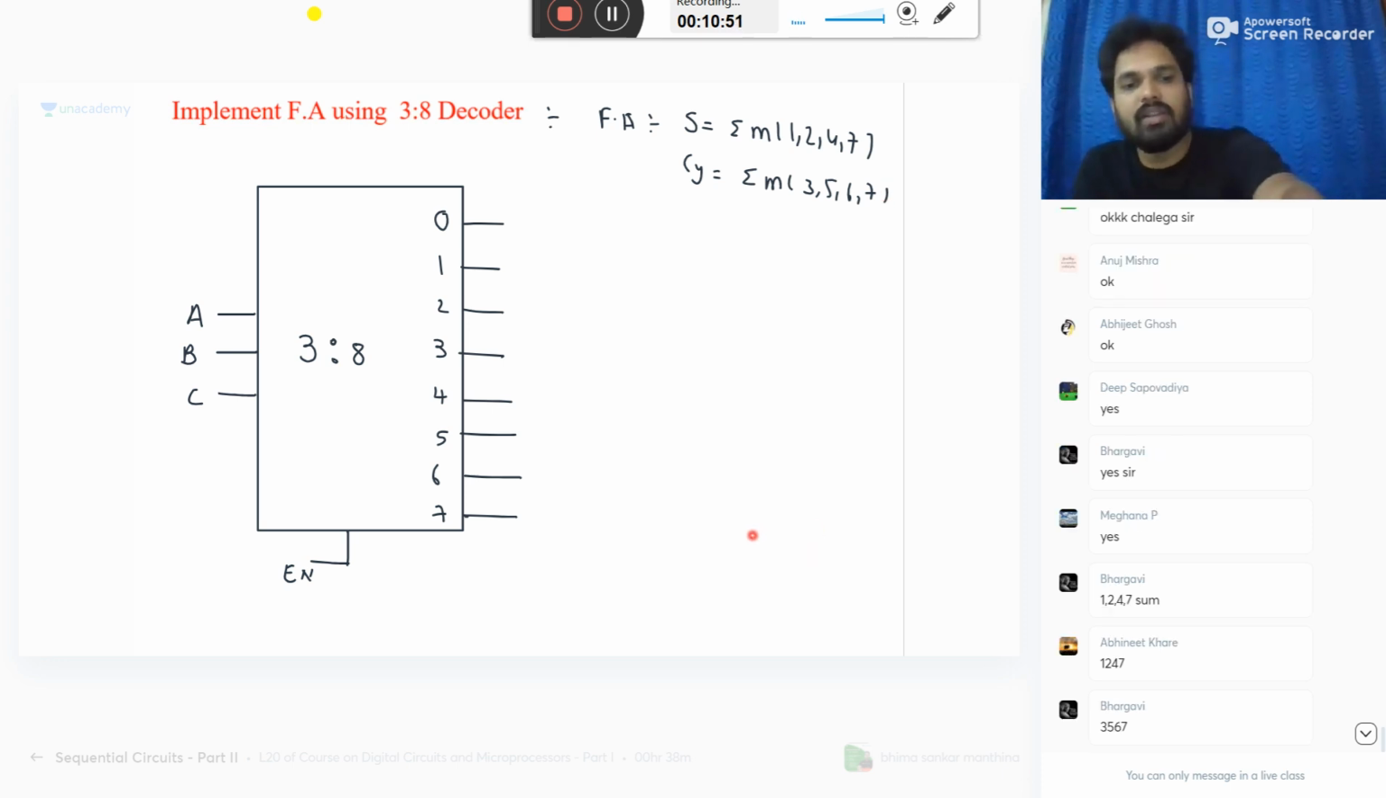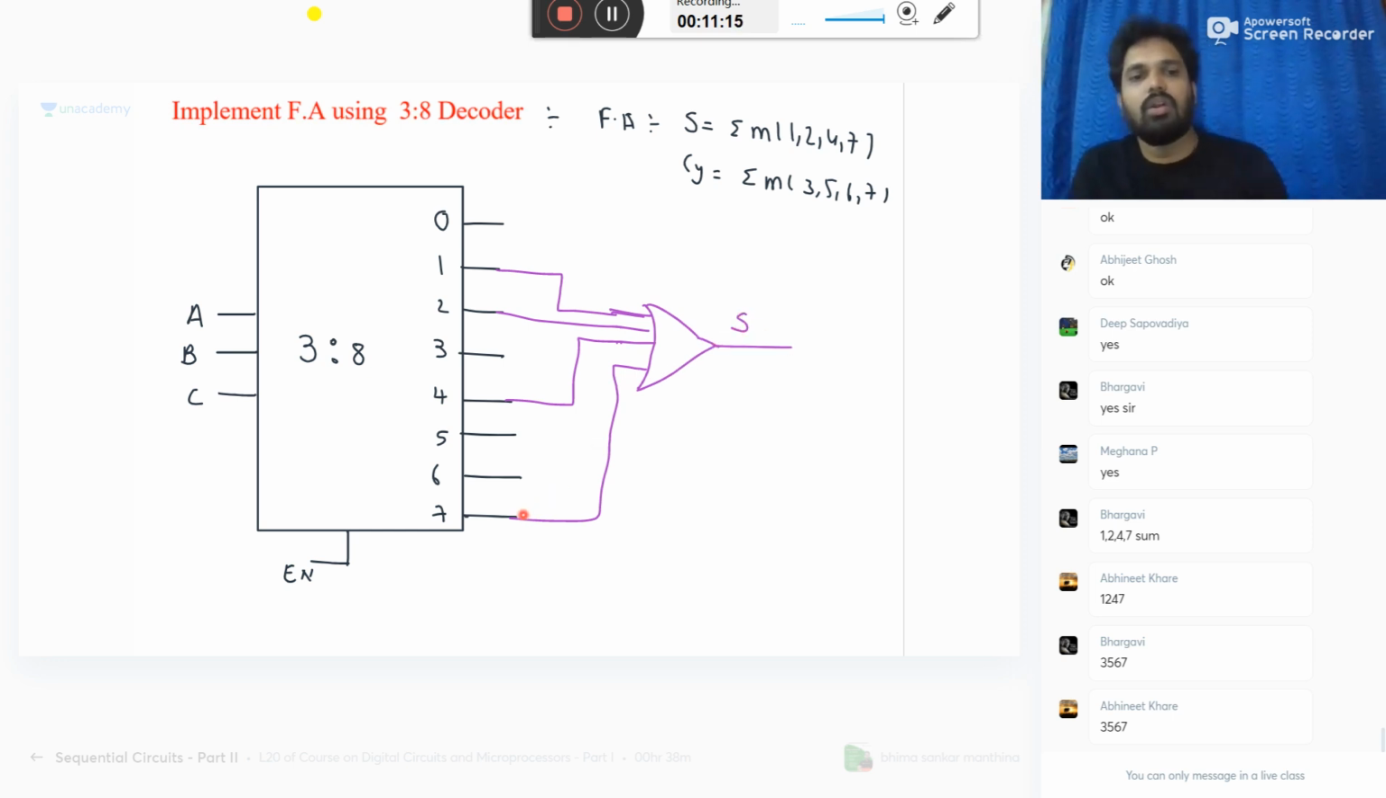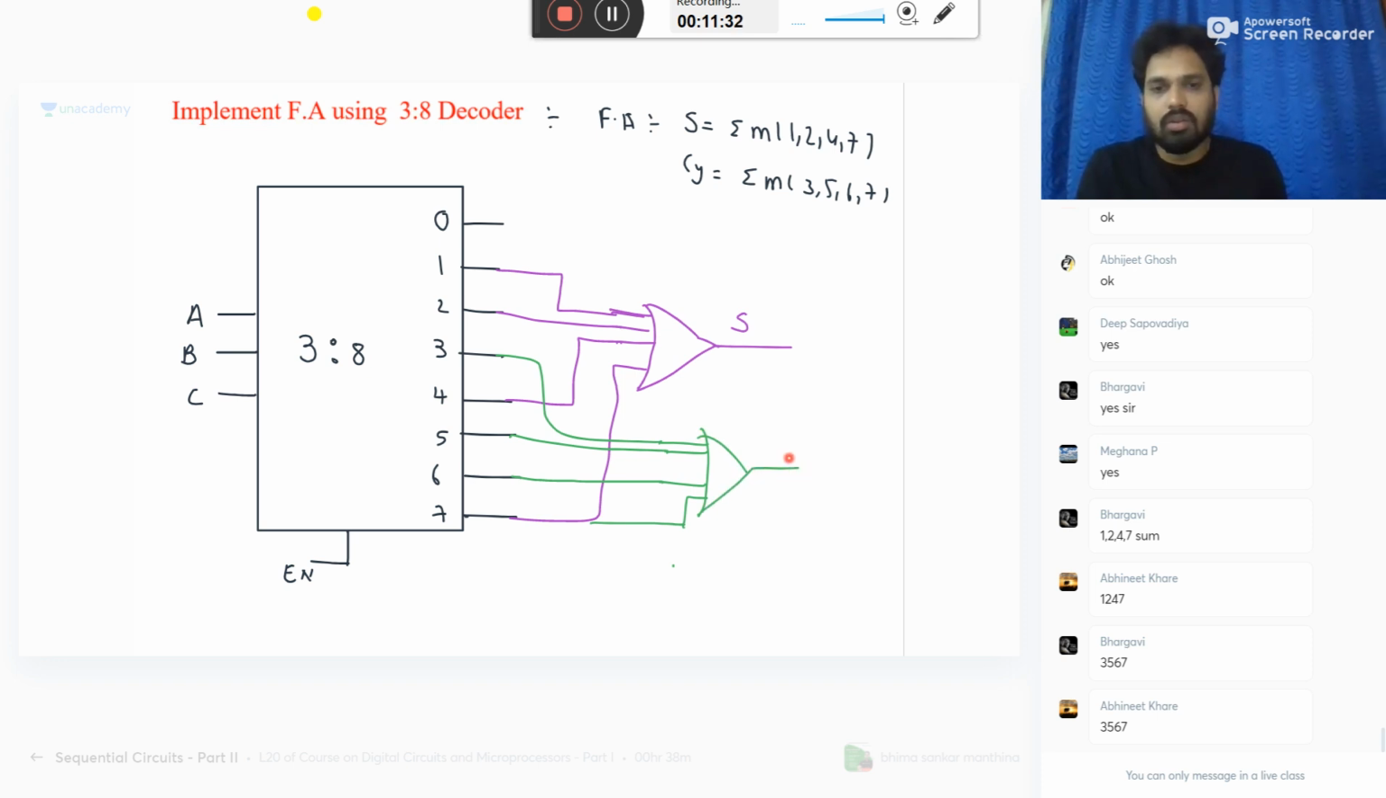So let's implement this. Sigma m of 1, 2, 4, and 7, and give it to an OR gate. Next, what is that? Sum of the min terms 3, 5, 6, 7. Take 3, 5, 6, and 7, then give it to an OR gate. That will make your carry.